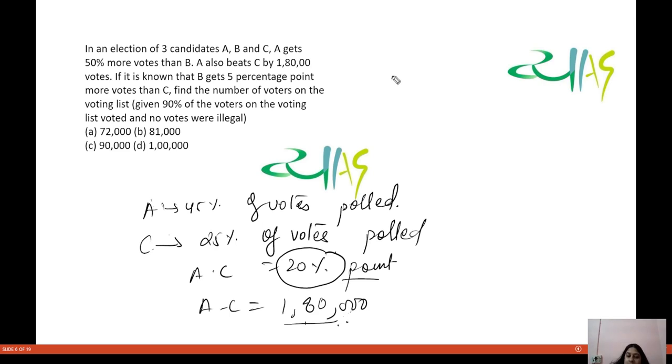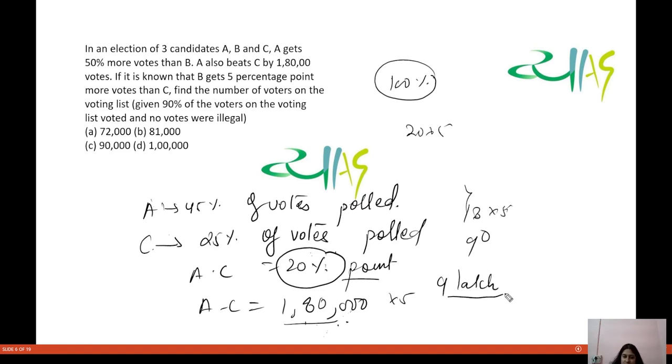So 100% is how much? Obviously, you can multiply 5 into this, because this is 20%. So 20% multiplied by 5 will become 100%. So just multiply 5 into this. 18 into 5 is what? 90, I think. So how many votes are polled? 9 lakh votes are polled, because this 20% will get 9 lakh. So total 9 lakh votes are polled.